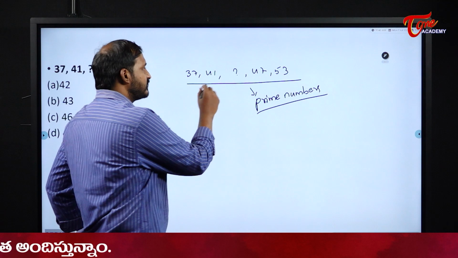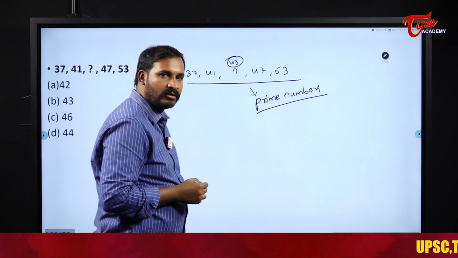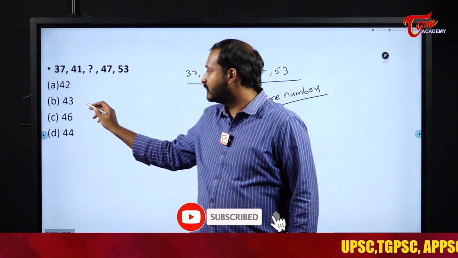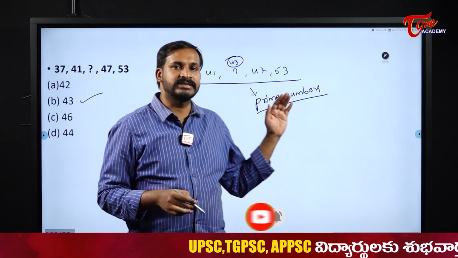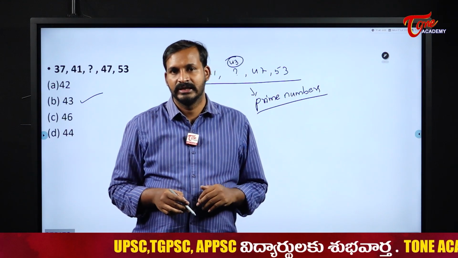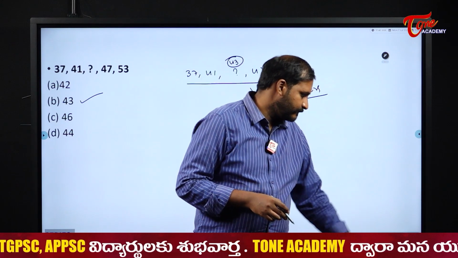So now 37, 41. What is the next prime number in this one? 43. So our answer here becomes 43. 43 is a prime number. So all these numbers are what? Successive prime numbers. Right? Next one.